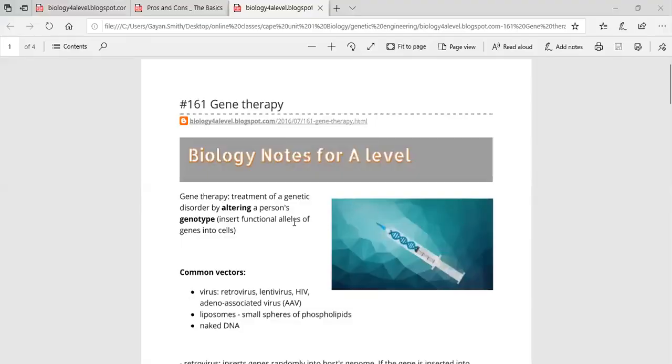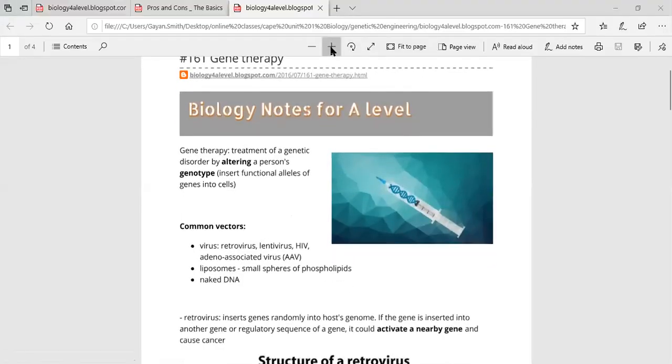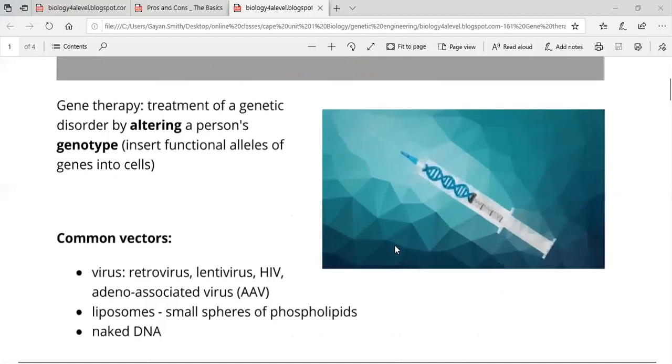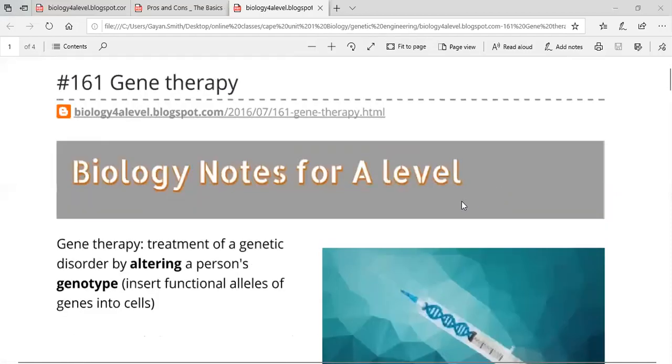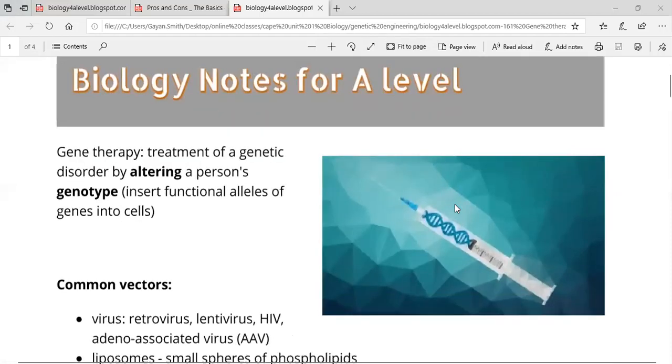Okay. So this is a document that is just describing the whole process of gene therapy again. Because as I said, I'm sending you the different documents so that you can have the information, right? And then we will look at some of the downsides.